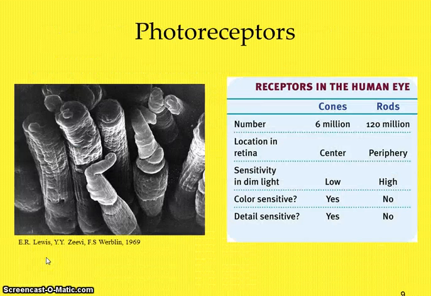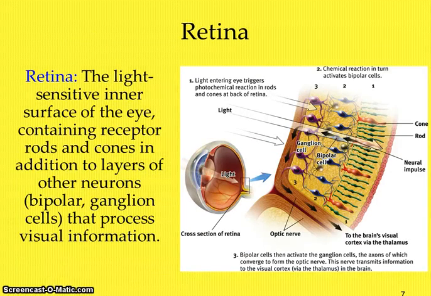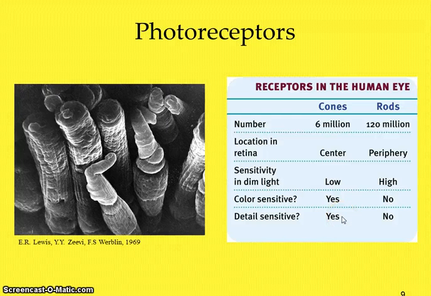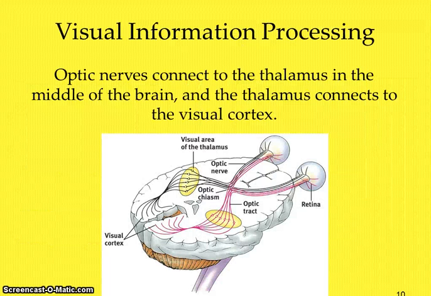So what's the difference between those rods and cones? Cones help determine color vision, whereas rods help determine black and white vision. There are more rods than cones in the retina, in the eye. And cones tend to cluster around the fovea, whereas rods are found all throughout the retina.